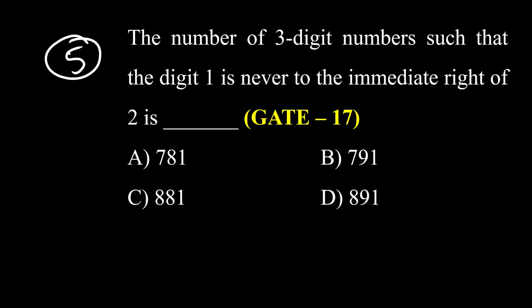3-digit numbers means from where to where? Starting point 100, ending 999. Among those numbers, how many are not having 1 as immediate right of 2? 1 is never the immediate right of 2. How many such 3-digit numbers are there? That's what you need to count. I hope everybody understands the question, but worry is how to do that.